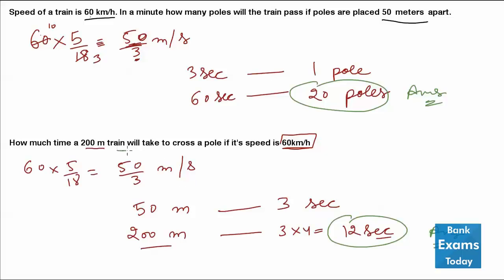You should understand one thing here. If there is a train, and it has to pass a pole here. There is a pole. So it will pass a pole after it covers its own length. So it starts like here and it has to cover its own length. That's why we use this formula, and that's our answer.